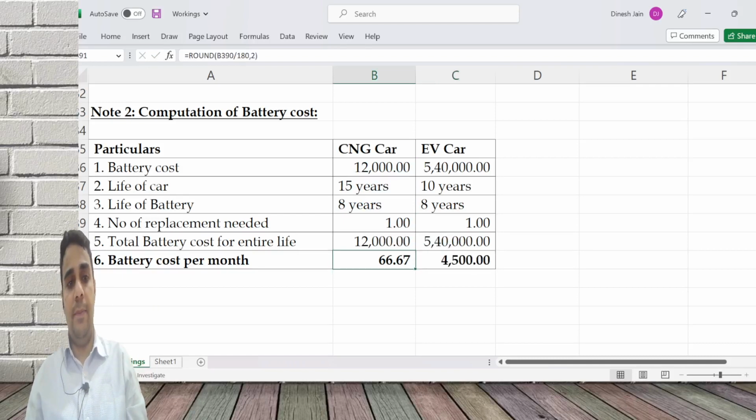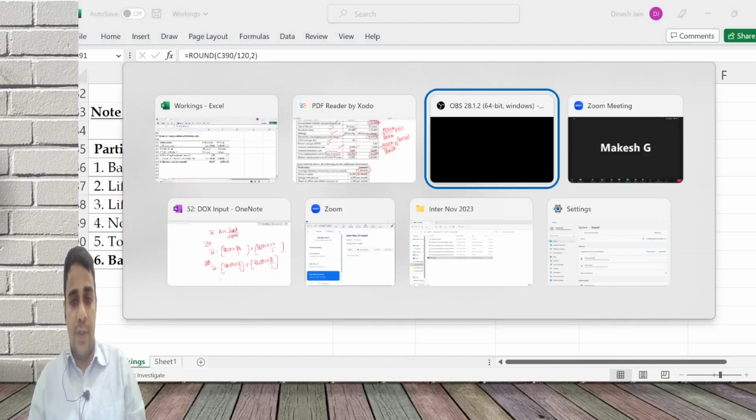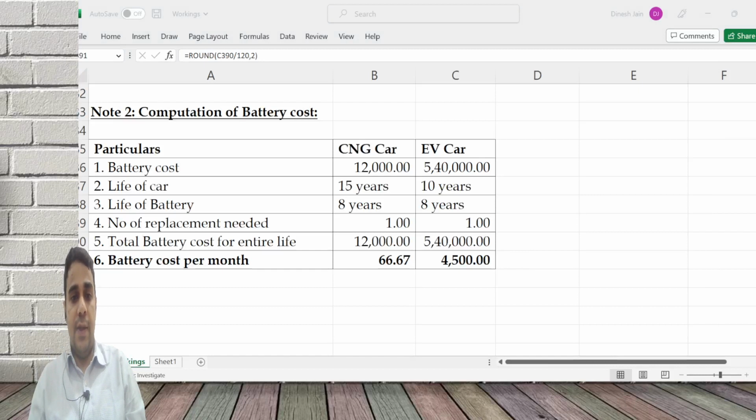Divided by 180 months, divided by 120 months. Excellent calculation, excellent question on this tire and battery adjustment. Tire and battery adjustment is an excellent adjustment in this question. Let me know if there are doubts here. Any doubts on tire and battery calculation, please let me know. 66.67 and 4,500.